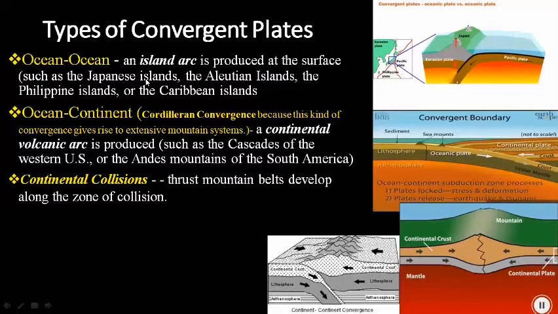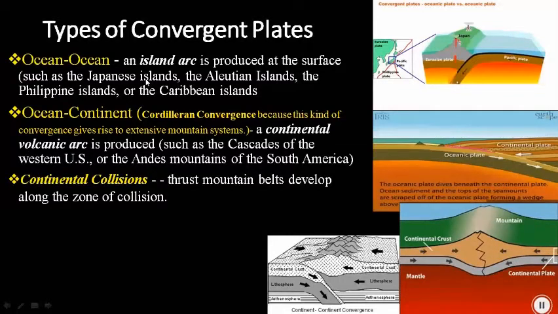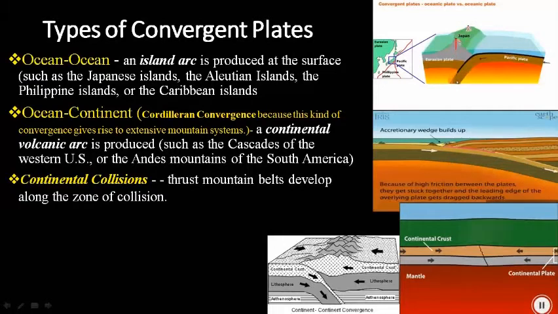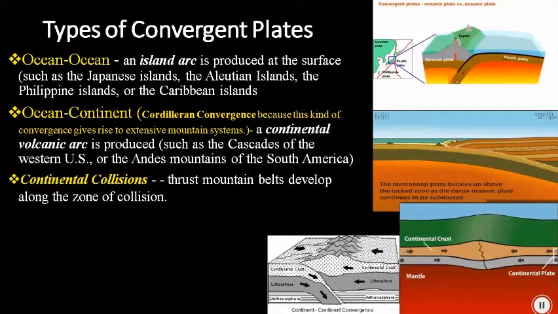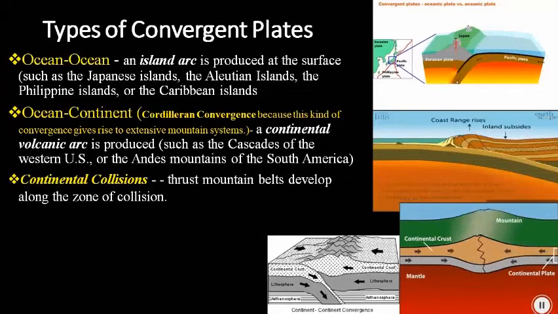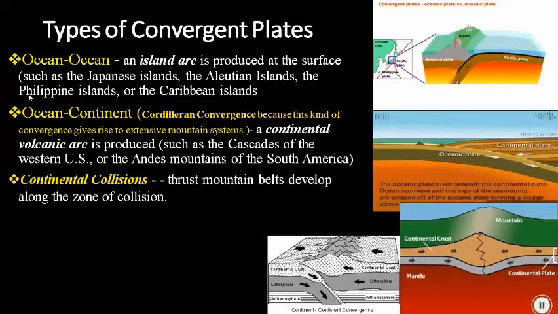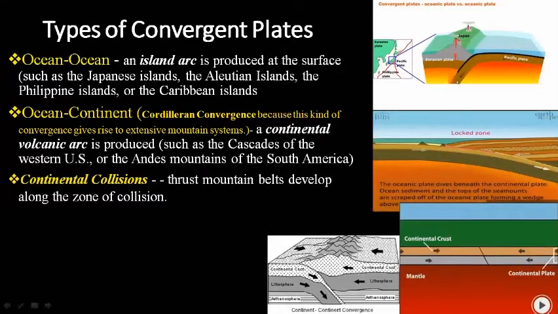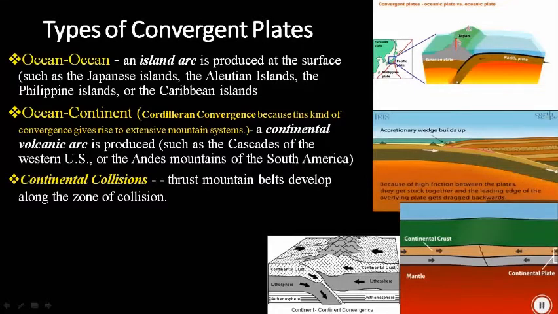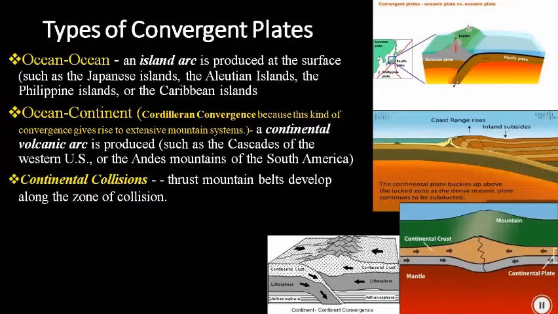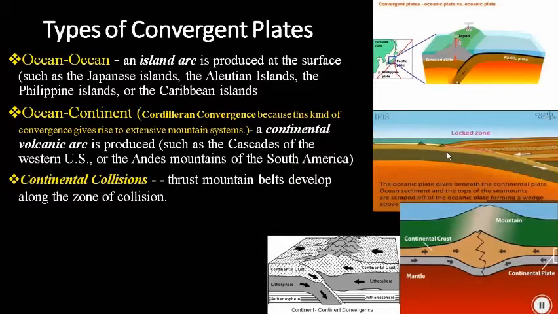For example, the Japanese island arcs. If you see the map of Japan, you can see that there are a lot of islands in the Japanese island arcs. Even in the Philippines area, there are a lot of small islands. Next, we come to the ocean-continent convergence.